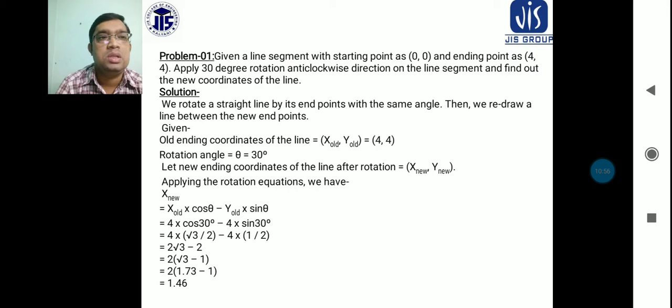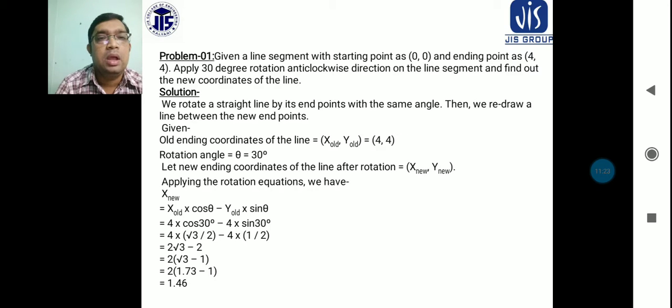The origin is (0, 0) and the ending point is (4, 4). Then apply a 30-degree rotation in the anti-clockwise direction on the line segment and find the new coordinates of the line. The new coordinates will be considered according to the starting position.